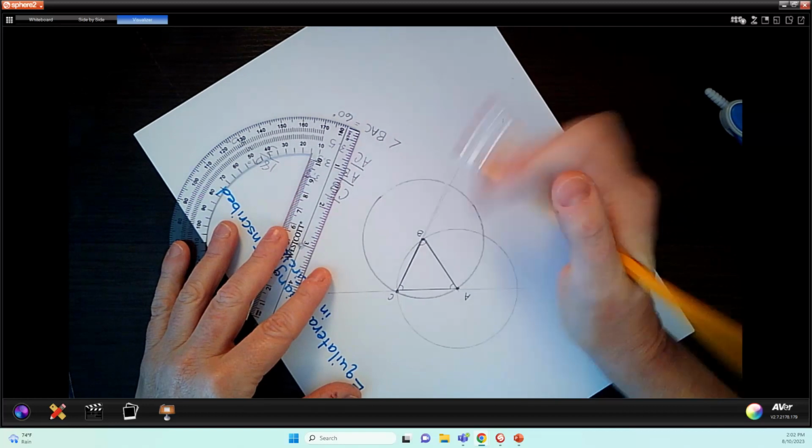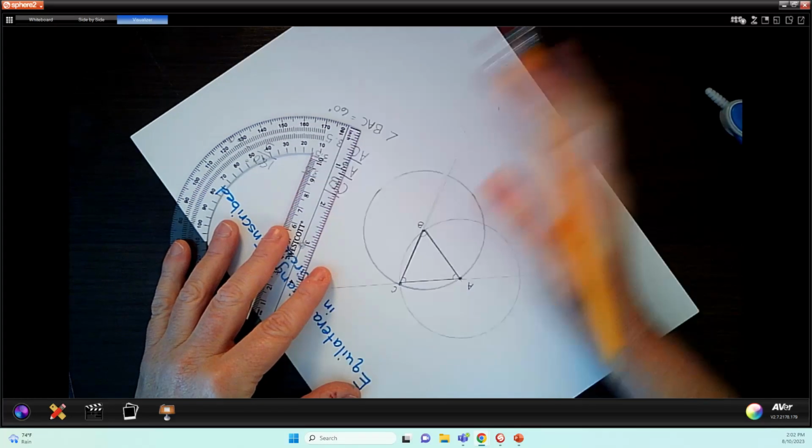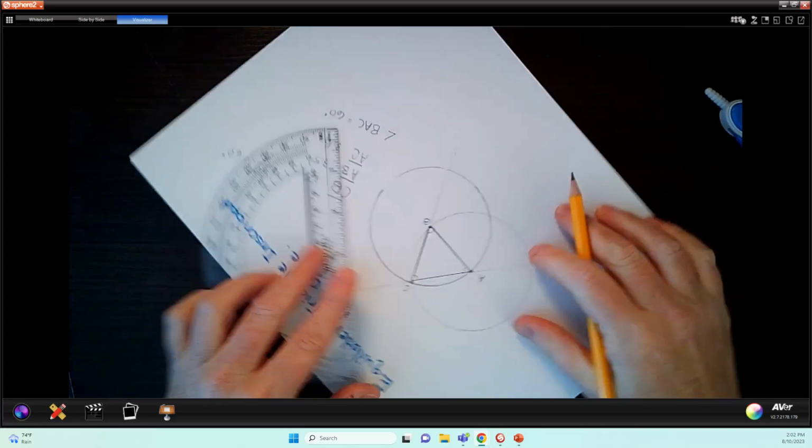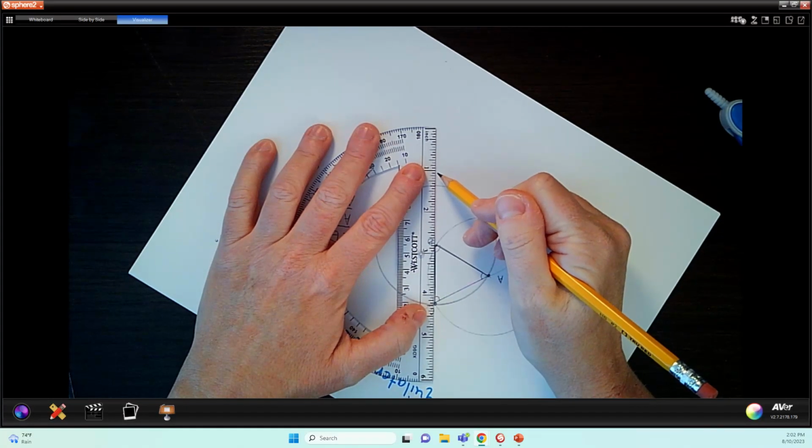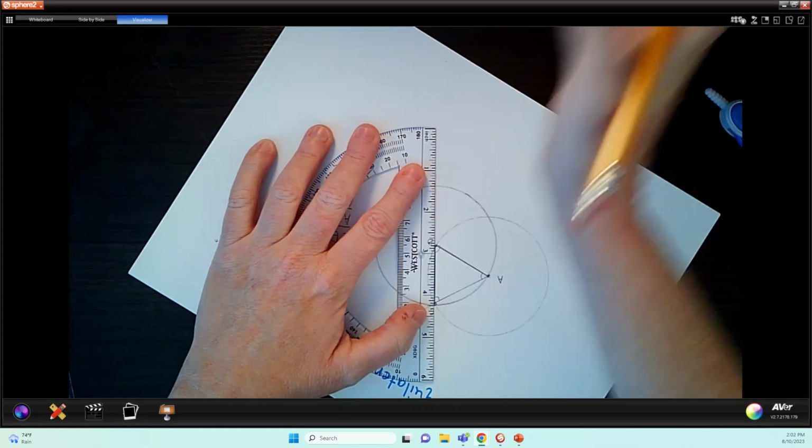This is why it's so important, back in the old days when ships used compasses to navigate, they had to be very precise, because if you're off 1 degree, the further in time you go, that line is going to get further apart.